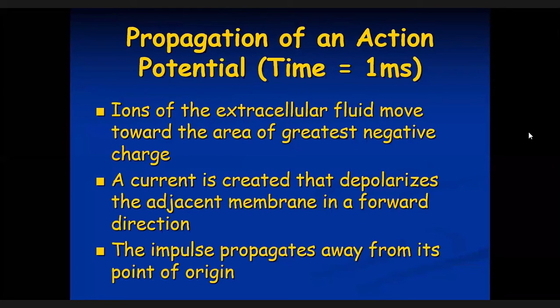Ions of the extracellular fluid move toward the area of greatest negative charge. A current is created that depolarizes the adjacent membrane in a forward direction. The impulse propagates away from its point of origin. So there is an action potential from one neuron to another. Continuous depolarization. However, when it's already full, no stimulus can be received, and it becomes hyperpolarized.